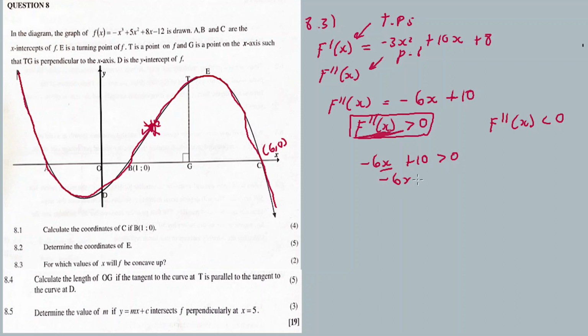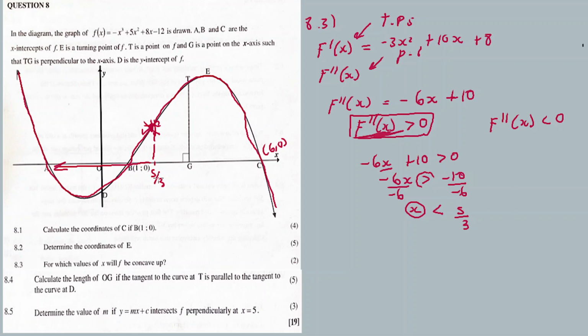You have minus 6x greater than minus 10, divide by minus 6, divide by minus 6. So x is less than, remember now, when you divide by a negative the inequality sign changes. So you have 5 over 3, positive 5 over 3. Whenever x is less than 5 over 3, my graph is concave up. So then I answer it.